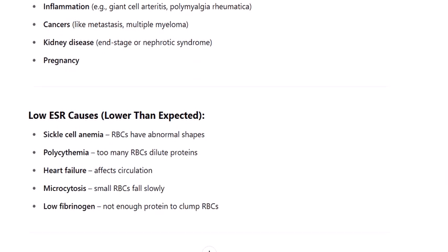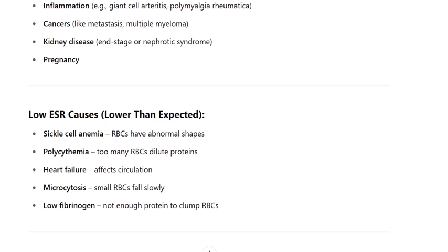Low ESR causes: lower than expected. Sickle cell anemia: RBCs have abnormal shapes. Polycythemia: too many RBCs dilute proteins. Heart failure affects circulation. Microcytosis: small RBCs fall slowly. Low fibrinogen: not enough protein to clump RBCs.